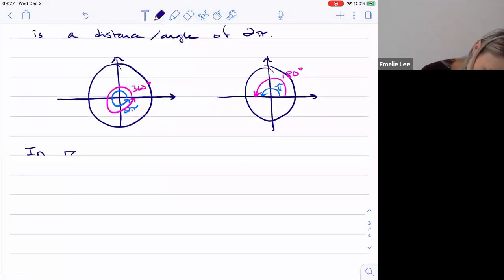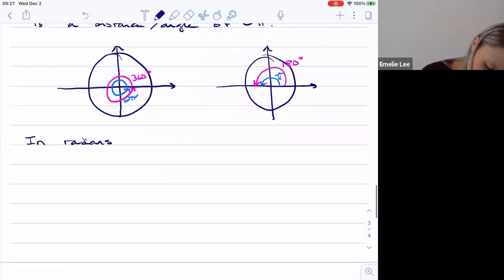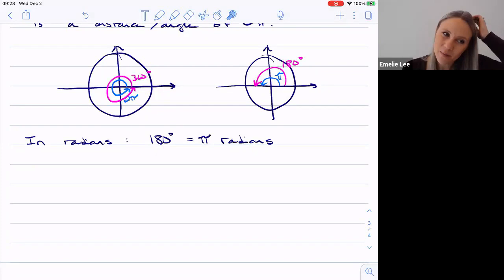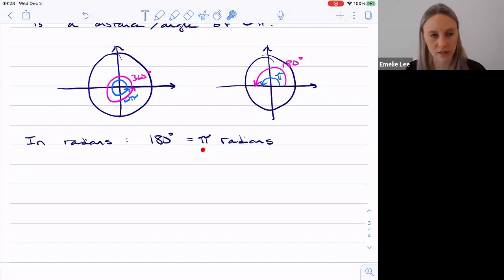So in radians, 180 degrees is pi radians. We actually don't usually put any units on radians. Here I'm doing it to emphasize, but really 180 degrees is equal to pi, and it assumes that the pi is radians because we understand that we're talking about an angle here.